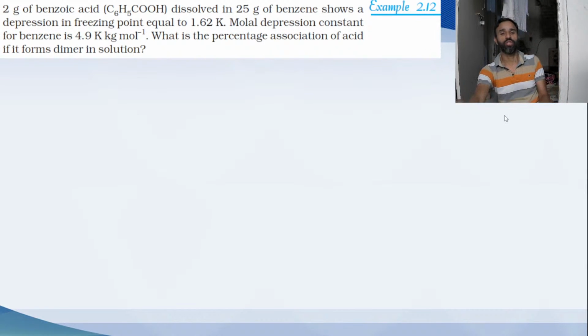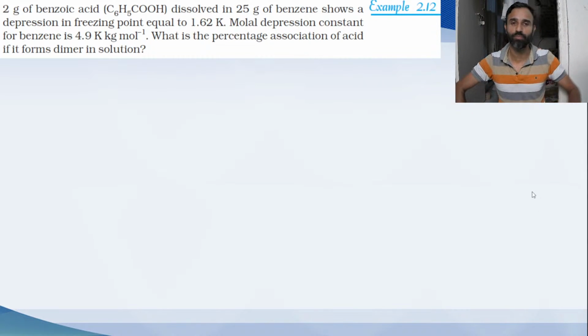2 gram of benzoic acid dissolved in 25 gram of benzene shows a depression in freezing point equal to 1.62 Kelvin. Molar depression constant for benzene is 4.9 Kelvin kg per mole. So what is the percentage association of acid if it forms dimer in solution? Let us start with the answer. What is the percentage association of acid?